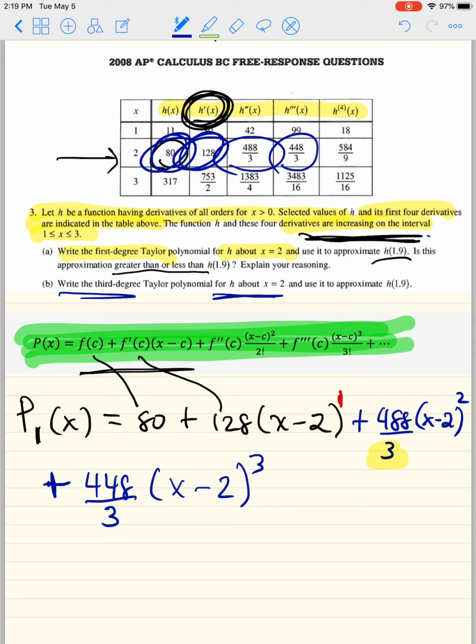Okay, anyway, you go and use it for h to approximate h of 1.9. So all you got to do is put 1.9 in here, and then you put 1.9 for every x, and you get 67.988. And so that is how you construct Taylor polynomial for first degree and third degree.